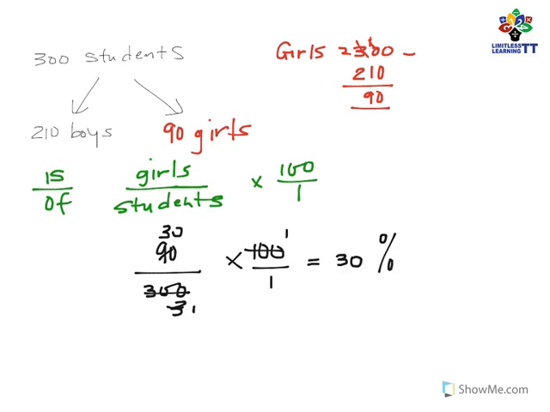Again, in order to find the percentage, you multiply by 100 over 1. And if in your question, in your sentence, you have the words is and of coming together in that same sentence, we do is divided by of. So in our case, is corresponded to girls and of corresponded to students. So our final answer for number 5 is 30%.